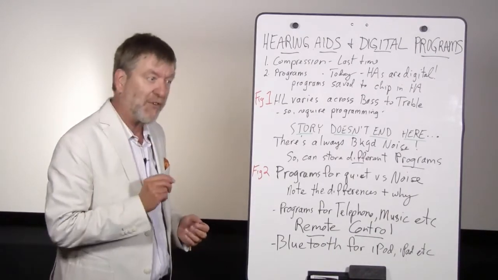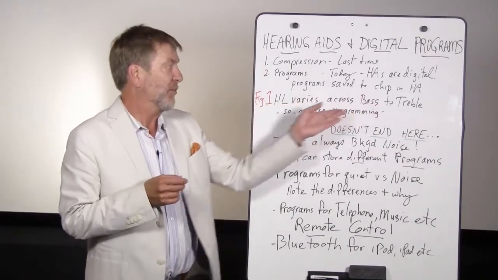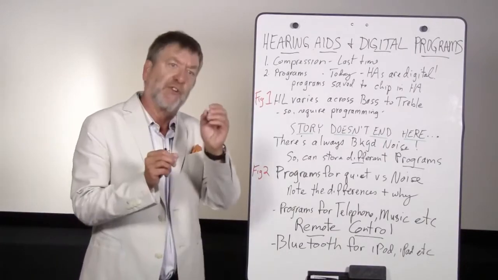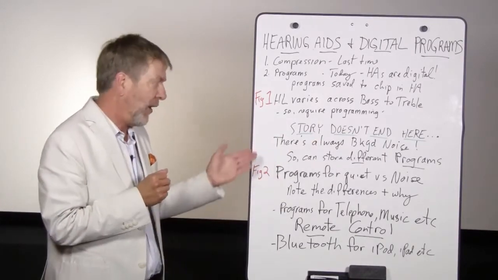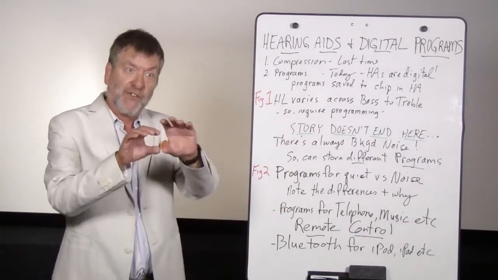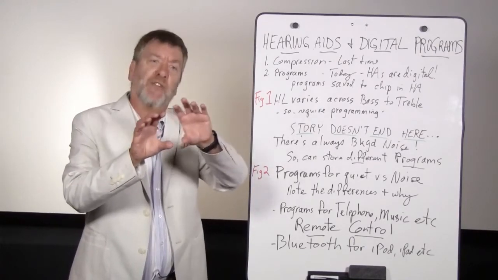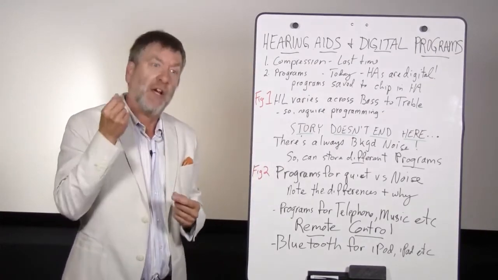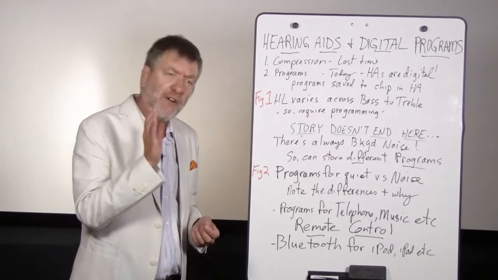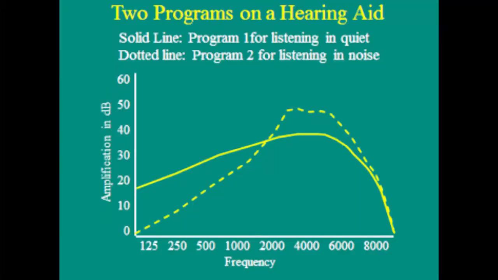With different programs. Before, I mentioned how hearing aids can be programmed to provide different amounts of amplification for bass versus mids versus treble pitches. Well, we can also store different programs in a hearing aid. So we can store different amounts of amplification across the frequencies that would be required in different listening situations. Look at figure two. Figure 2 is showing you two different programs for a digitally programmable hearing aid. One program, you'll see the line going across the graph. And let me explain the graph first.